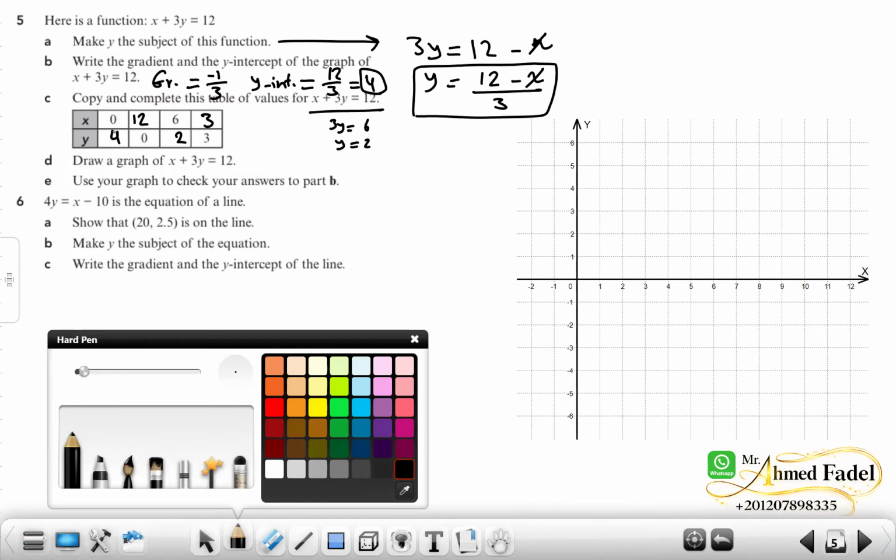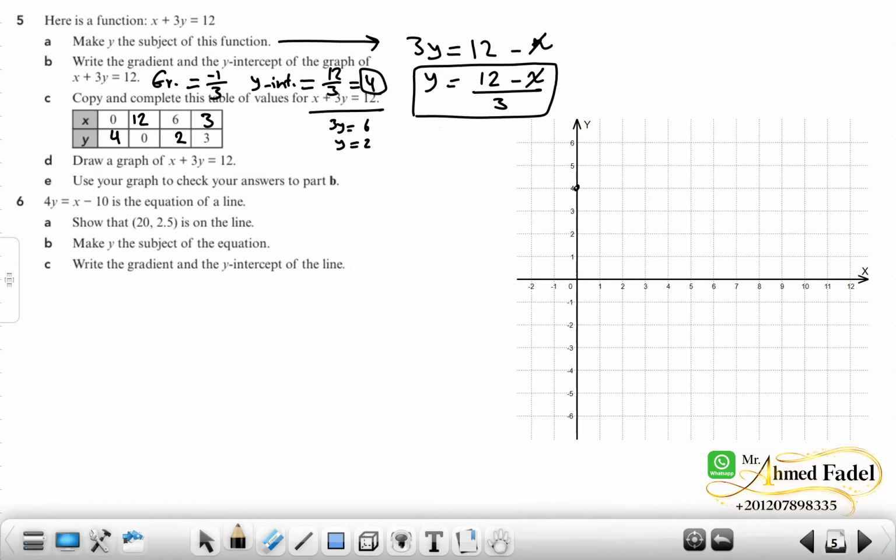When x is 0, y is 4. So 0, 4. Here you go. And here, when x is 12, y is 0. So 12, 0. When x is 6, y is 2. When x is 3, y is 3.